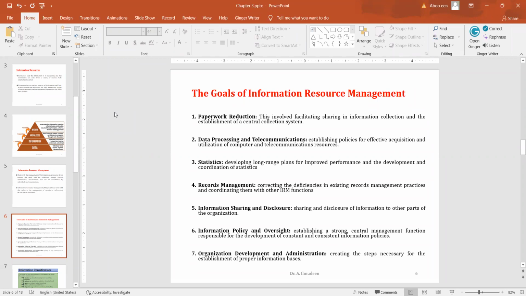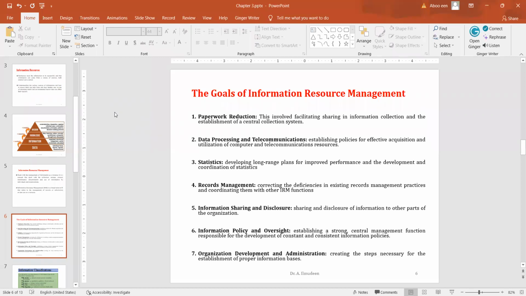Record maintenance management. When they have proper information resource management inside the organization, they can easily manage their records, like routine transactions, business activities, and bank and finance related activities. So many records they can easily maintain in a system, correcting the deficiencies in existing records management practices and coordinating them with other information resource management functions. Whenever a functional department requires any kind of record or transaction, they can easily transfer this data to the connected department, so then they can process it.